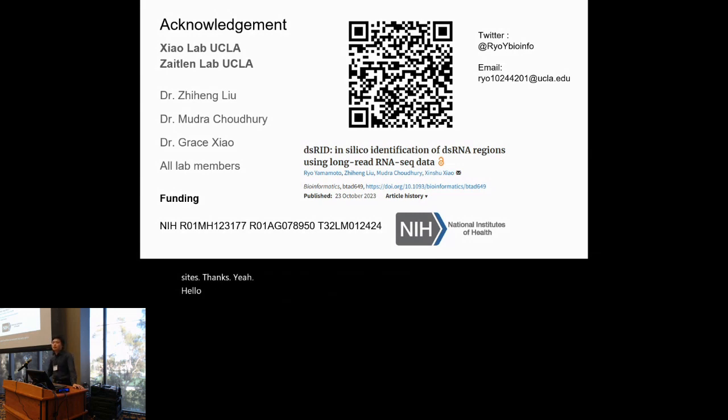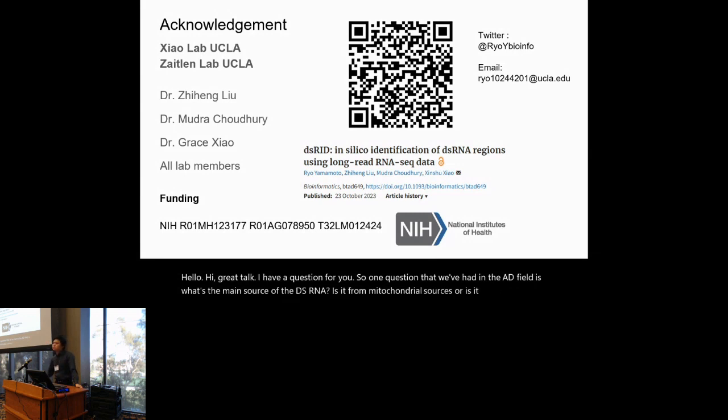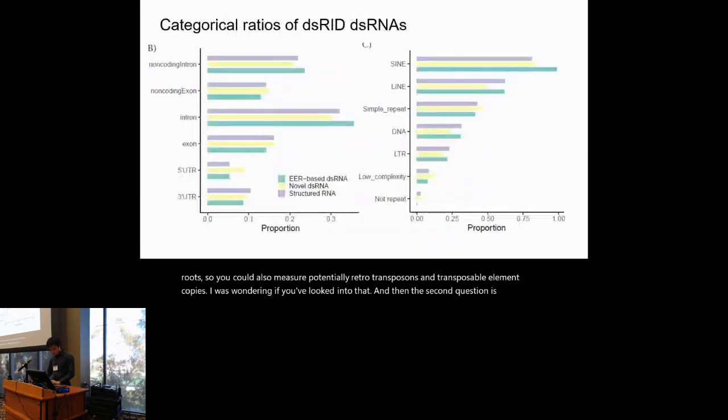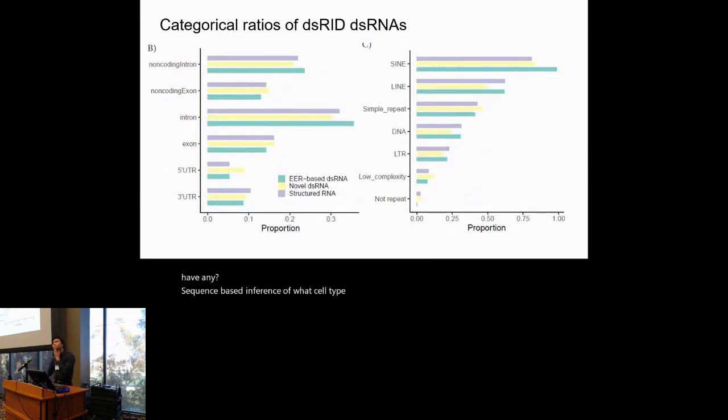Hi, great talk. I have a question for you. One question that we've had in the AD field is what's the main source of the dsRNA? Is it from mitochondrial sources, or is it from transposable elements being degraded? The sequences would differ, but you also have long reads, so you could potentially measure retrotransposons and transposable element copies. I was wondering if you've looked into that. And the second question is, do you have any sequence-based inference of what cell type they may be coming from?